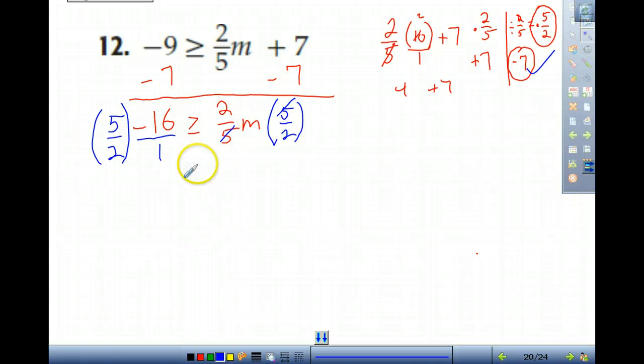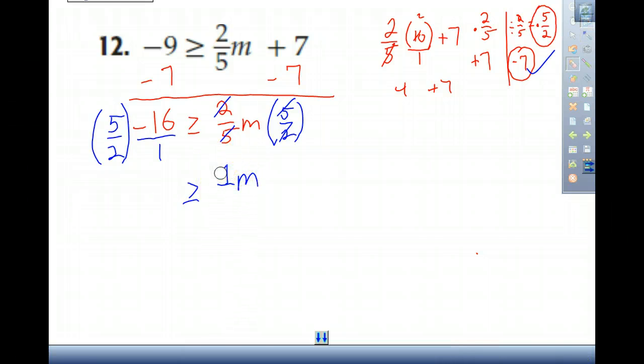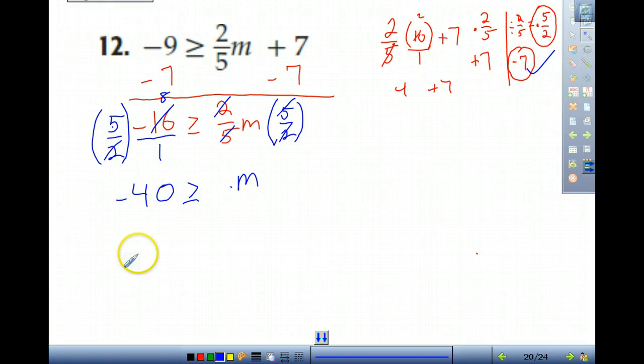5 divided by 5 is 1. 2 divided by 2 is 1. And we end up with just 1n on the right hand side. 1n. We don't usually have to write the 1, all right? We don't usually have to write that. Over here, 2 goes into 16 8 times. So we have 5 times 8 with a negative. Negative 40.